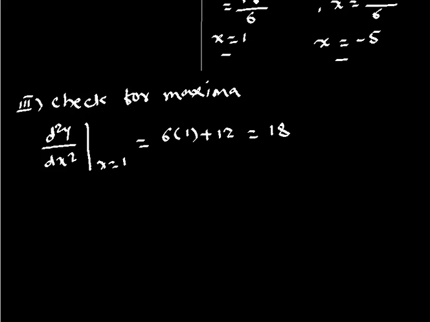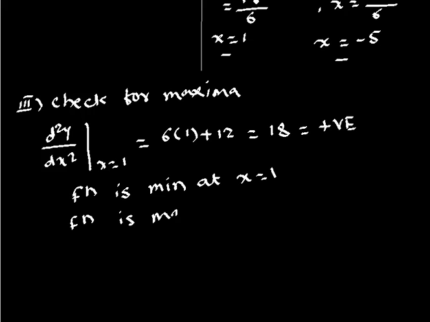out to be 18, and 18 is a positive number, and if this comes out to be positive, it means that function is minimum at x is equal to 1, and obviously it will be maximum at x is equal to minus 5. And last step is to find these two values, find y max and y min.